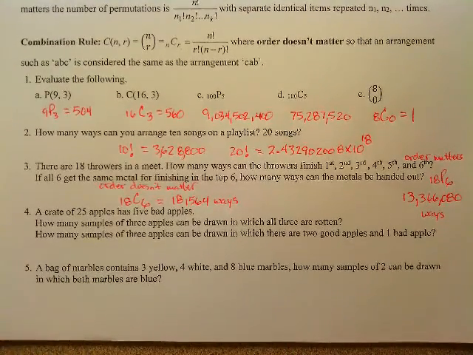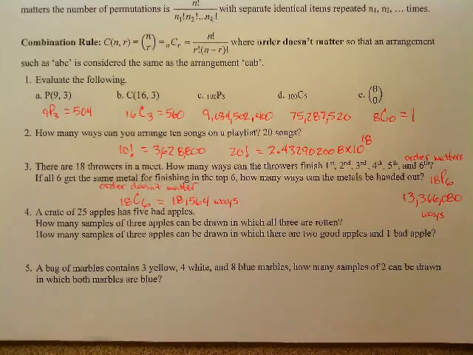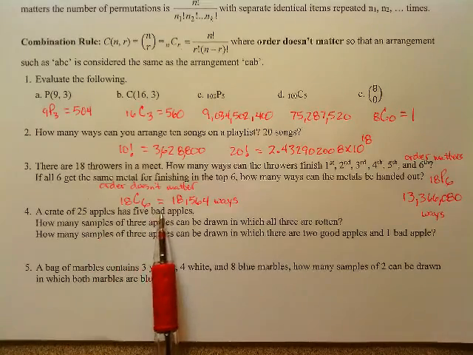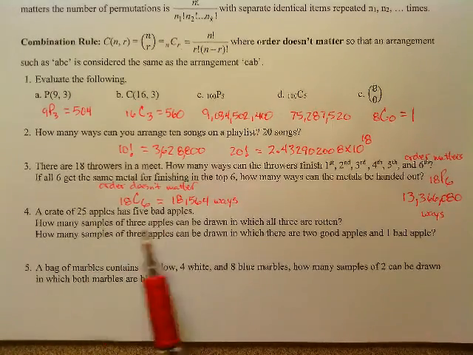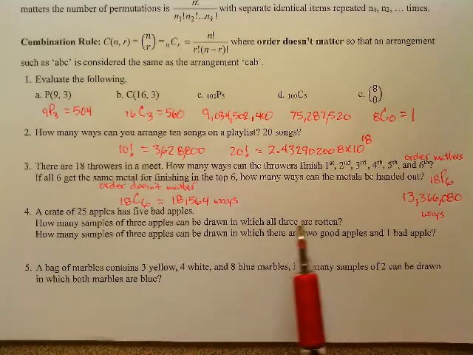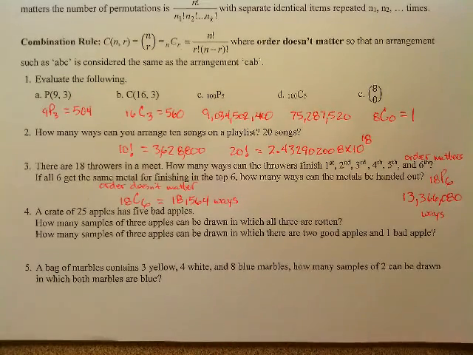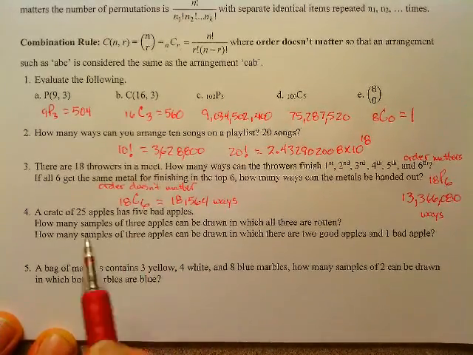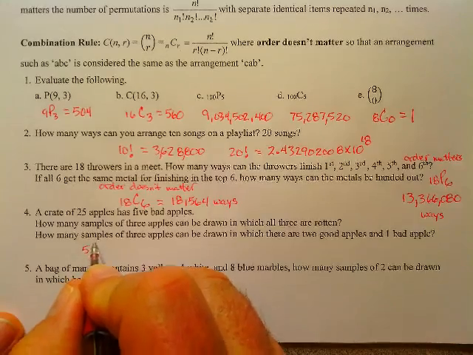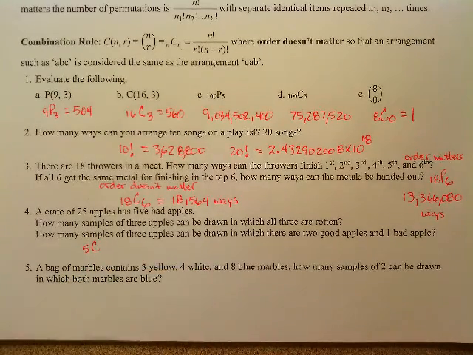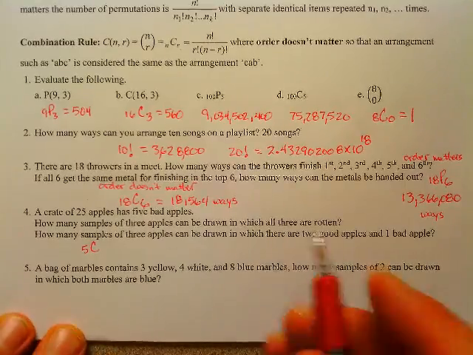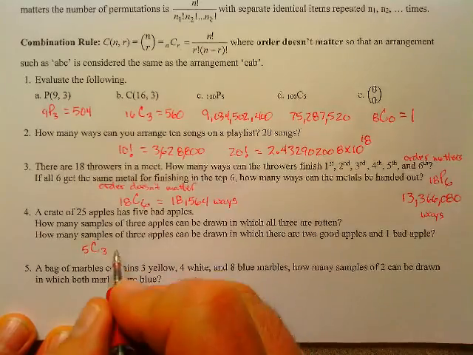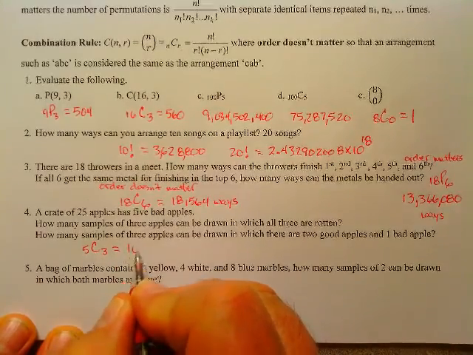All right, now it is possible to extend this to an additional situation such as this. A crate of 25 apples has 5 bad apples. How many samples of 3 apples can be drawn in which all 3 are rotten? Well, in that particular case, there are only 5 bad ones. You don't care in terms of the order, and you want to know how many ways can you pick 3 of them that are bad. And so this would be just 10.